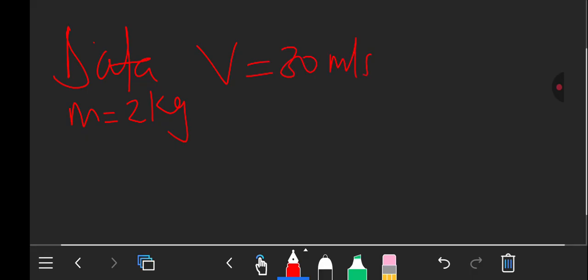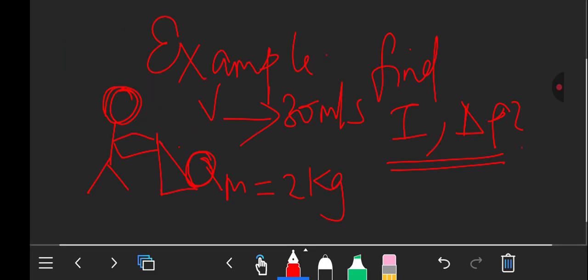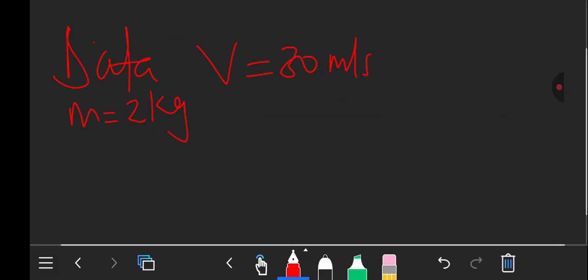Okay, so the data we have is that the mass is 2 kg and the final velocity is 30 meters per second. Of course, let's say this is from rest. From rest, the initial velocity will just be 0 meters per second. So how can you apply that concept? Initial velocity is equal to 0 meters per second.